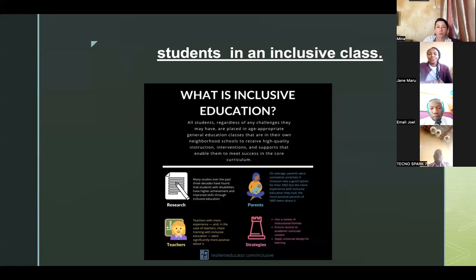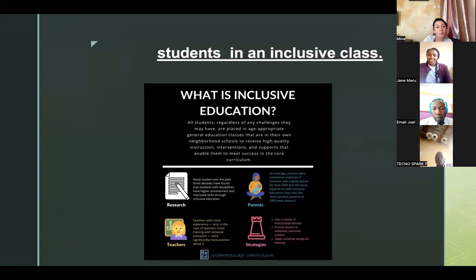And maybe we can have someone define for us what is inclusive education. Anyone with an idea? Anyone? Pardon? Anyone with an idea what is inclusive education? Yes, someone's hand is up. Please go ahead. Thank you.